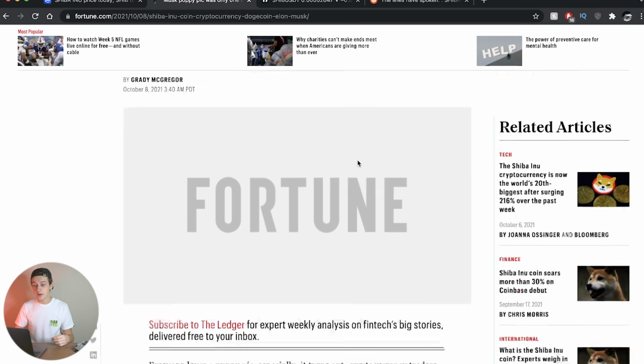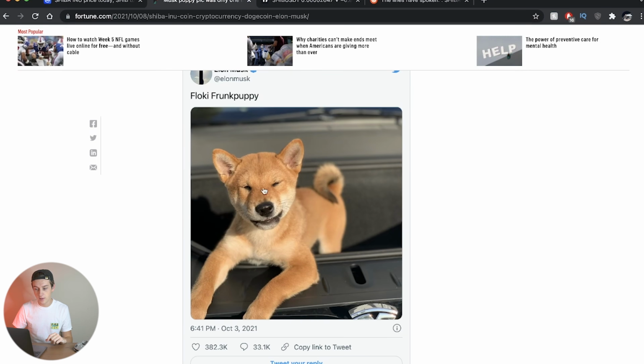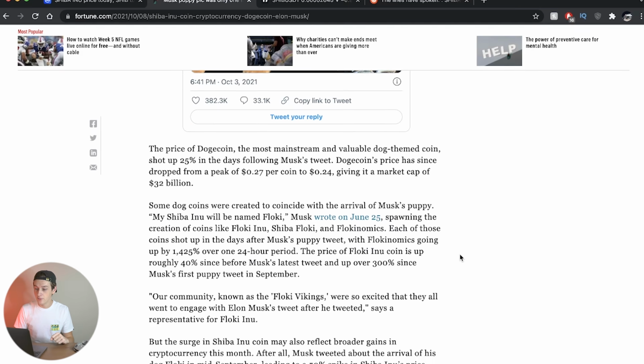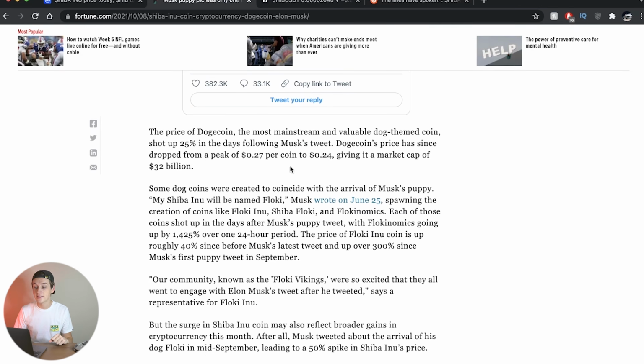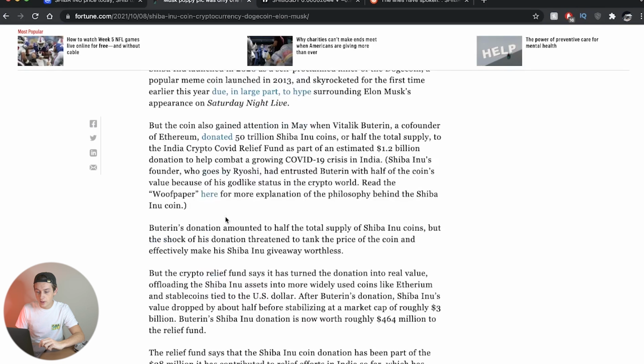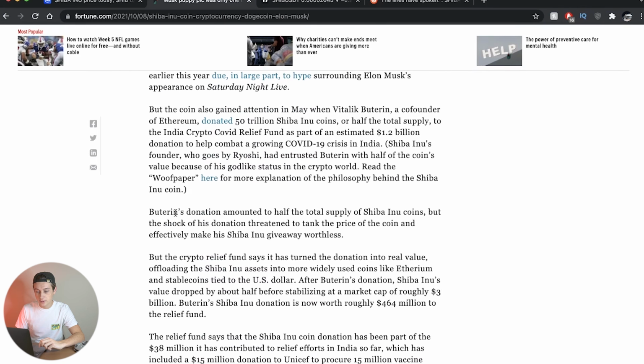Now, if we go down here, I want to read the other factor that this article is talking about. Here's, of course, the photo, Floki Funk Puppy. This is obviously the photo of his puppy, which is a Shiba Inu dog, as many of you know. Dogecoin also had a nice day, and a bunch of other altcoins that are similarly any kind of dog coin also had a very nice run as well. But I want to read down here a little bit about some very interesting stuff about donations.